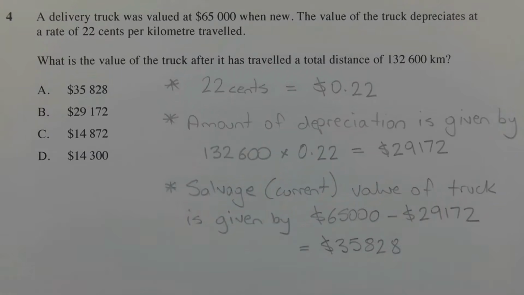The last step is to find the salvage or the current value of the truck when depreciation is taken into account. And that is given by the value of the truck when new, which is $65,000, take away the amount of depreciation that we found in this step here, which is $29,172, and we get $35,828. Therefore, the correct answer is option A.